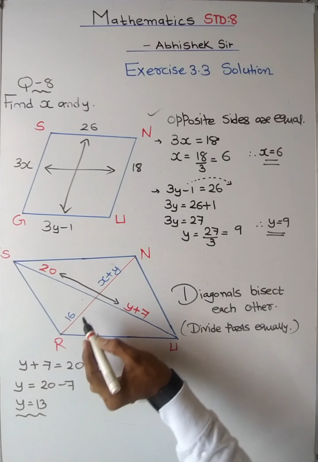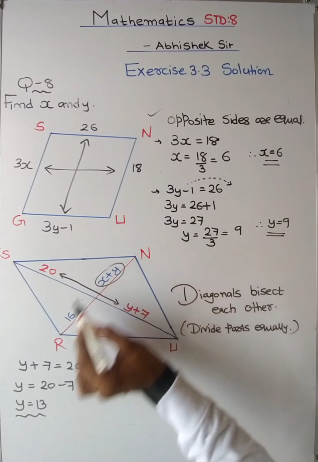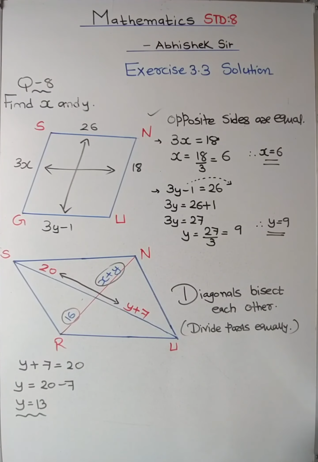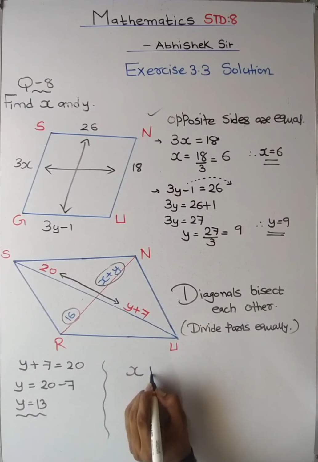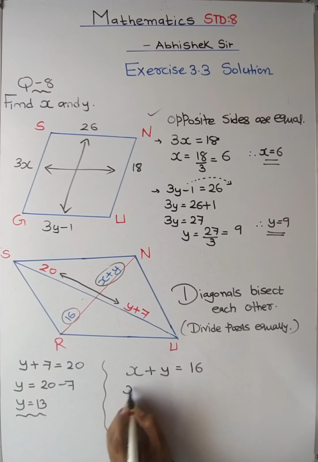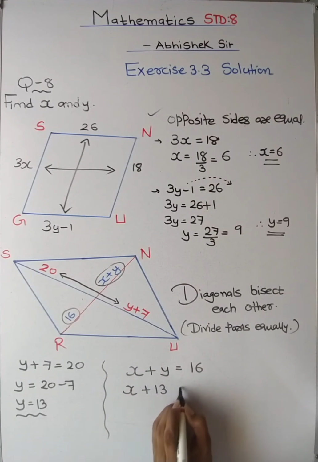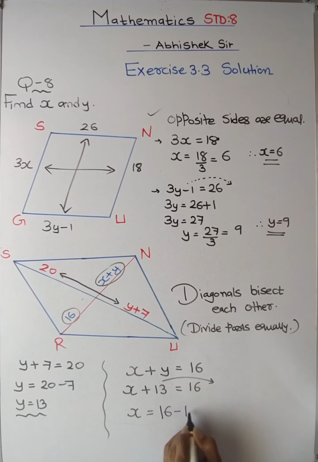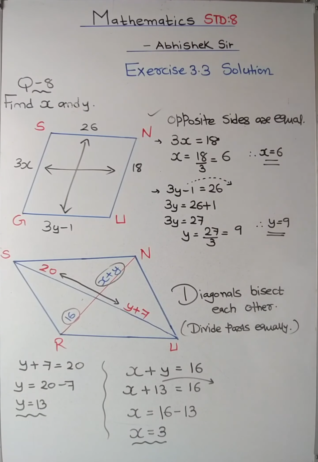Because in the second pair, that is x plus y and 16, we have to find out y to get the value of x. Thus, for the second part, we will write x plus y equals 16. Put the value of y, that is 13, equals 16. Take this 13 to the other side. It will be 16 minus 13. So the value of x will be 3. So that is how you solve this question.